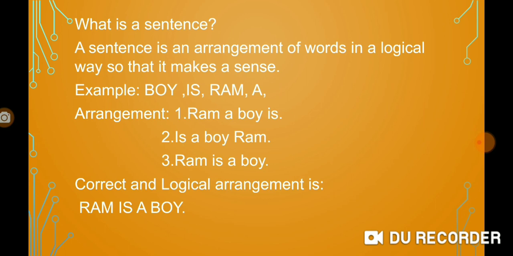This is one kind of arrangement. If a child doesn't have knowledge about grammar, then a child may write like this also: Ram, a boy, is. A second child, suppose, has written: is a boy Ram. And the third arrangement is: Ram is a boy.